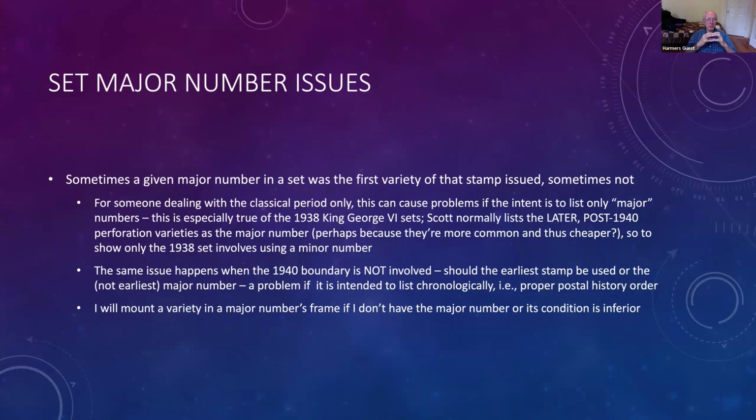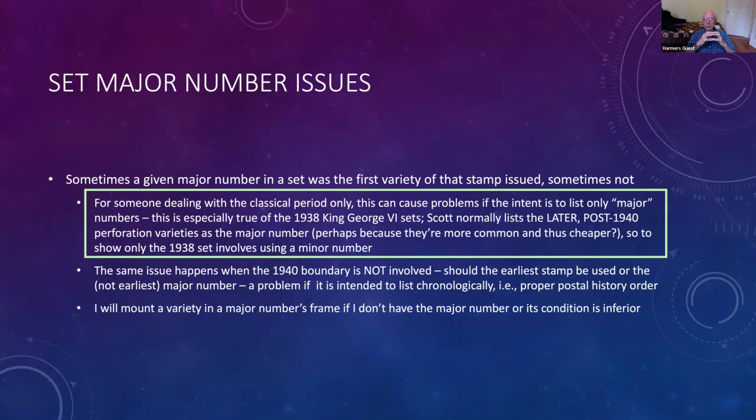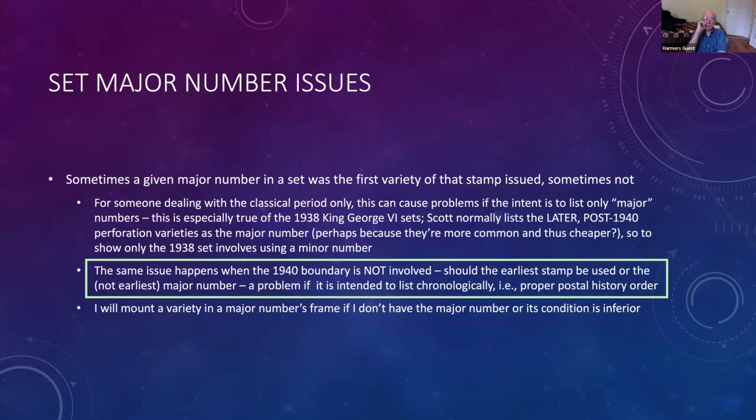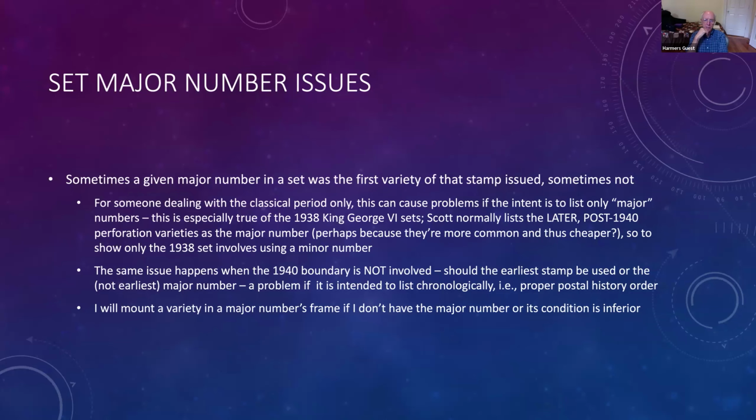Okay, so as I mentioned, the King George VI sets are a real problem for me because the 1938 numbers are not all major numbers, so I list the minor numbers. There are some cases where the 1940 border is not involved. When I remake my pages, I put them in chronological order, so a set may be broken up into several different locations based on the date. So in some cases, I have listed the minor number because it's the earlier version of that set item. And sometimes I've not done that consistently myself because I wasn't aware of the problem initially.